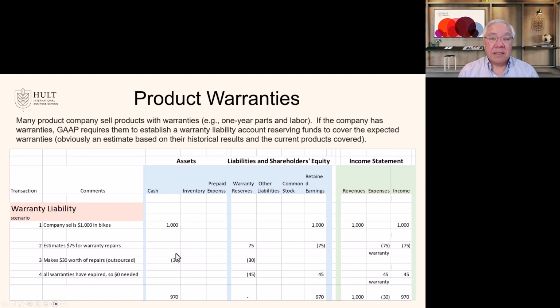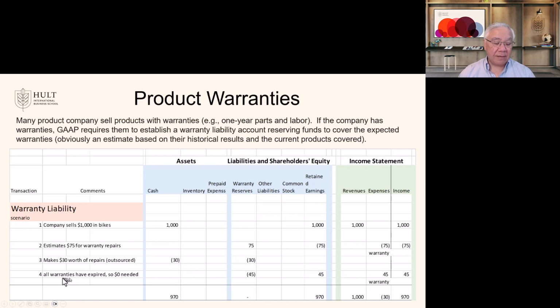Next, something goes wrong. A bike comes back for a repair, and the cost of the repair was $30. We paid some outsourced bike shop, let's say. So cash goes out by 30, and we're using the reserve. We knew this would happen. We estimated 75. Now 30 has happened. So notice it's not an expense. We've already expensed the reserve. We are using the reserve when we make a repair.